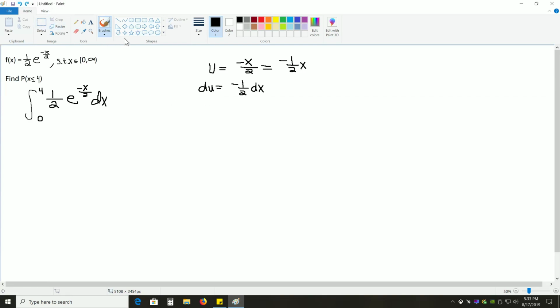Okay, so with that in mind, we can now substitute these in, but we don't have a negative 1 half dx in our problem. We have a positive 1 half dx. So we need to change this to a negative. And when we change that to a negative, the only way that we can do that without changing the problem is by multiplying a negative to the outside of the problem. So that gives us negative times the integral of e to the negative x over 2, which is just e to the u. And negative 1 half dx is just du.